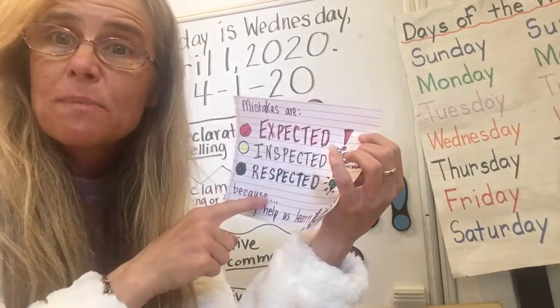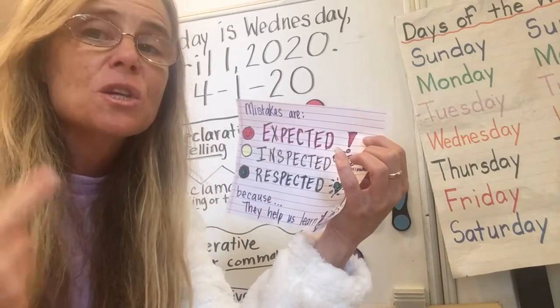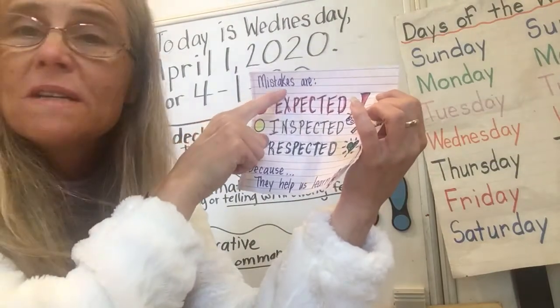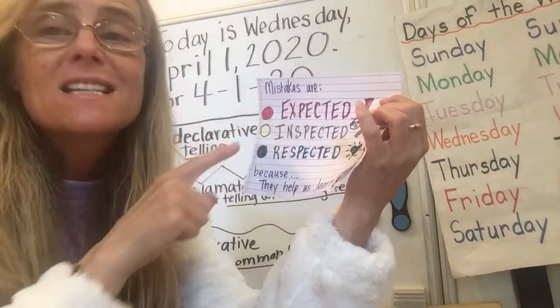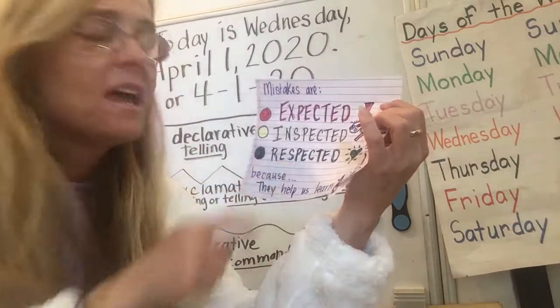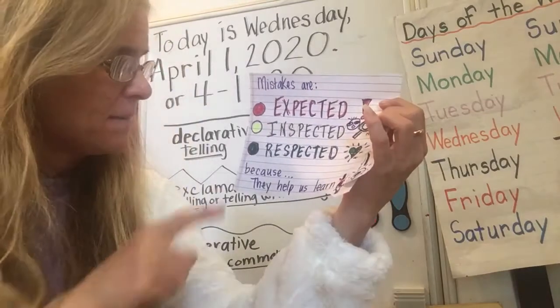So they should be respected, all of our mistakes, because it is how we learn, but it's also how our brain grows. So when mistakes are made, we should expect that we will make them. We should inspect them when we've made them, and we should respect ourselves and others when they make them, because they help us learn.